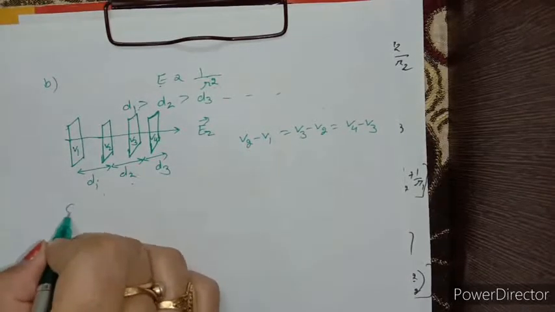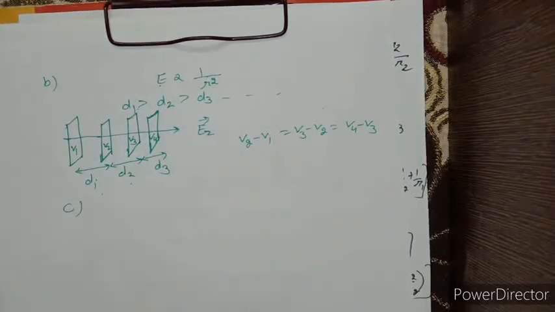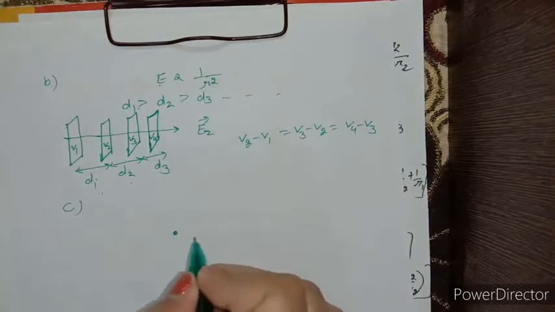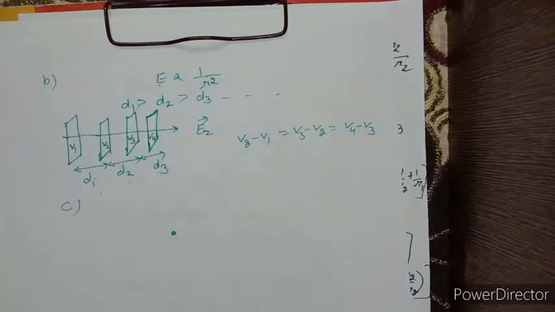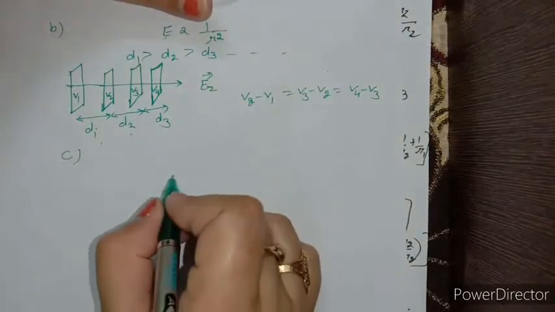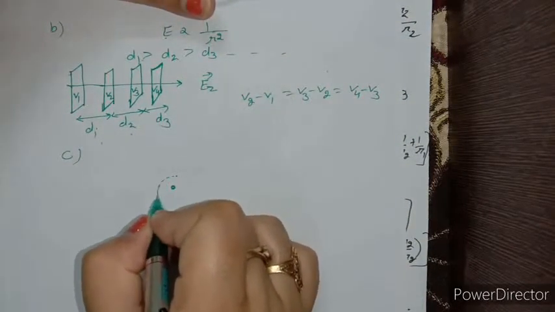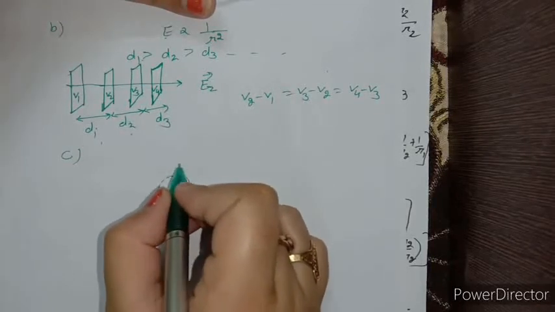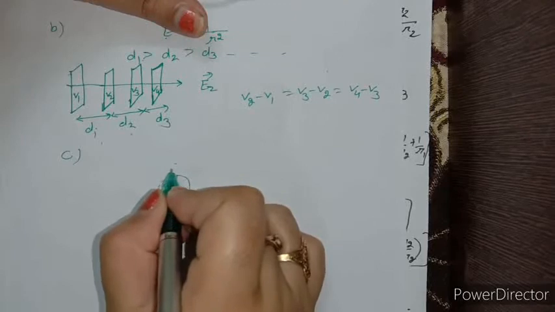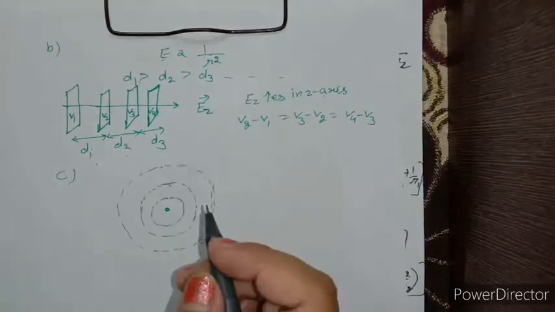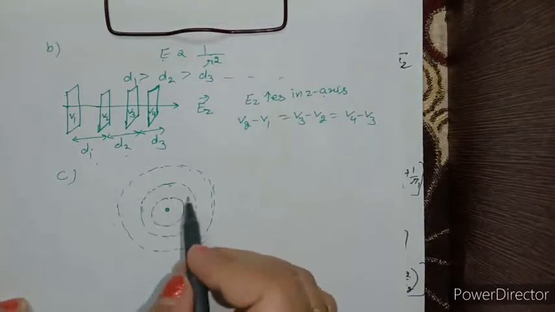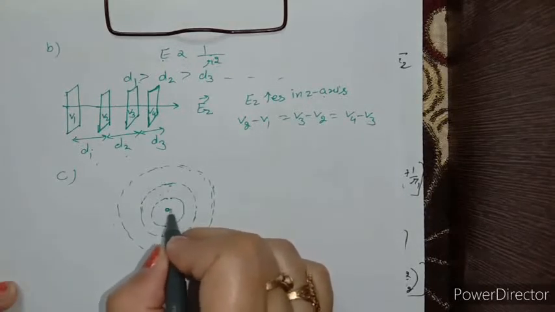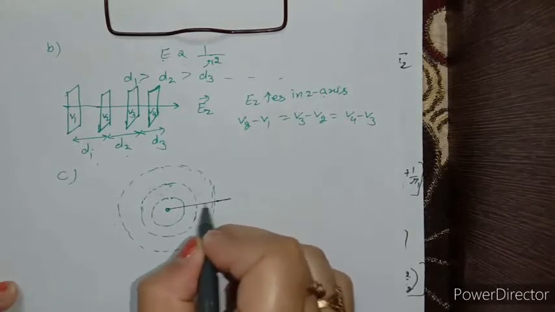In part C, a single positive charge at the origin. Now we have a single positive charge. So in the theory part we have read that for a single positive charge, concentric circles represent the equipotential surfaces. So these concentric circles represent the equipotential surfaces for a single charge, and the electric field is represented like this.